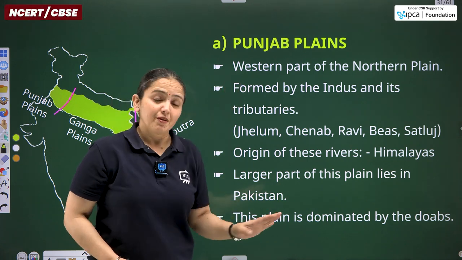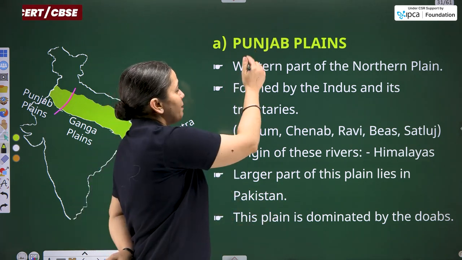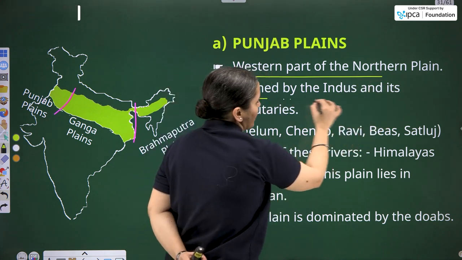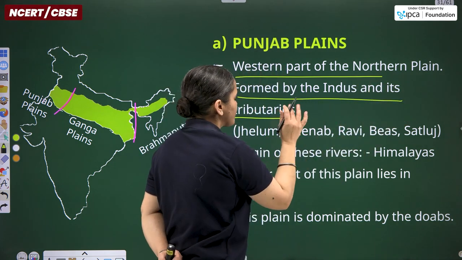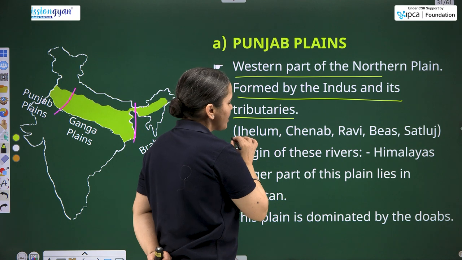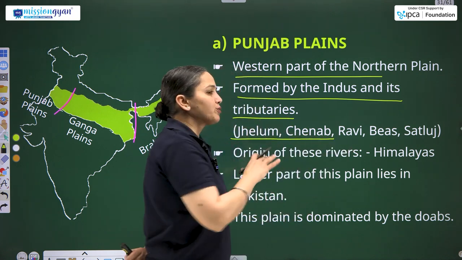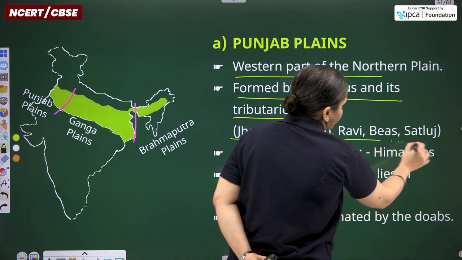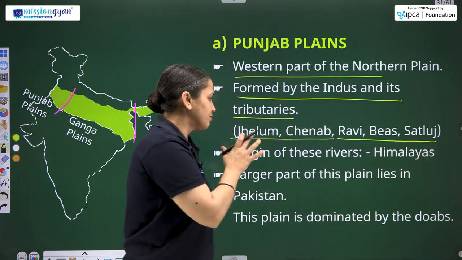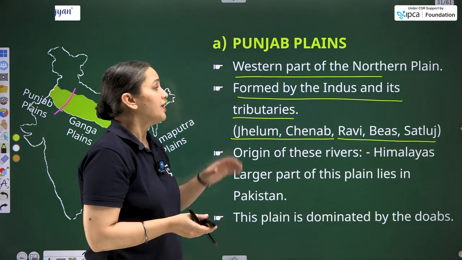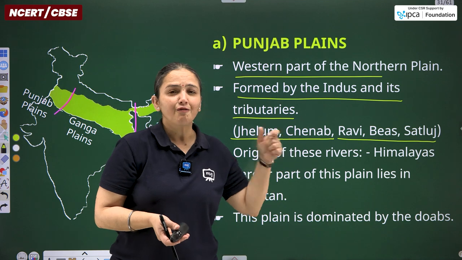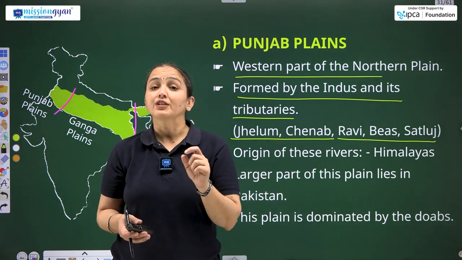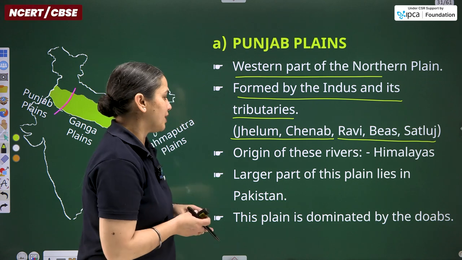Now the descriptive part. The Punjab plains lie in the western part of the northern plains, formed by the Indus and its tributaries. It has five major tributaries: Jhelum, Chenab, which flows through the Jammu and Kashmir region also, and Ravi, Beas and Satluj. So these are the prominent tributaries of Indus, forming one important state of India as well, and that is a fertile state also. We are going to know about that also.